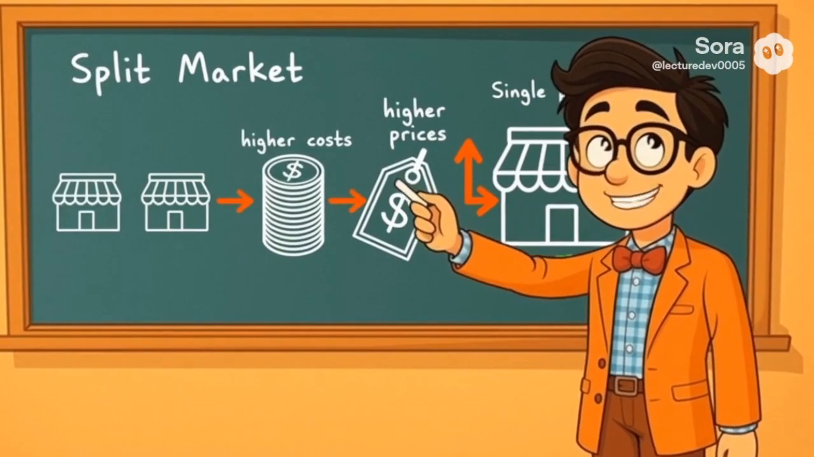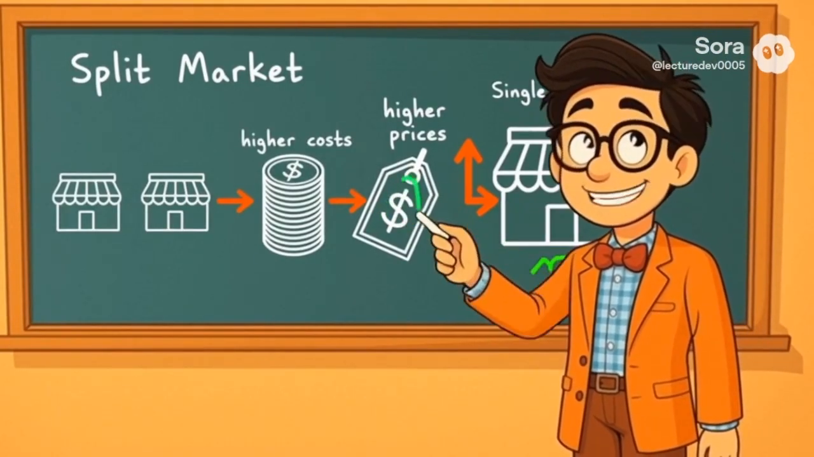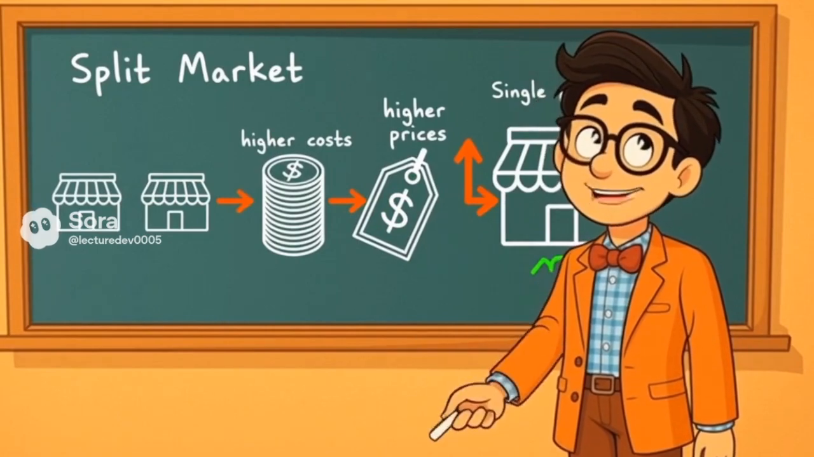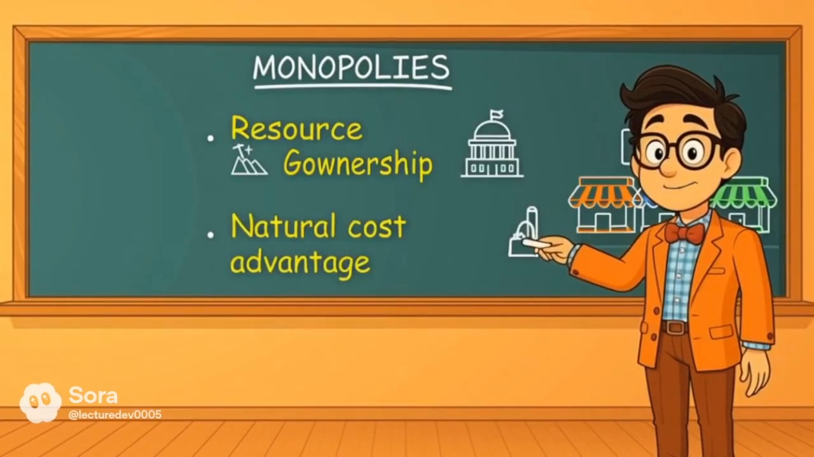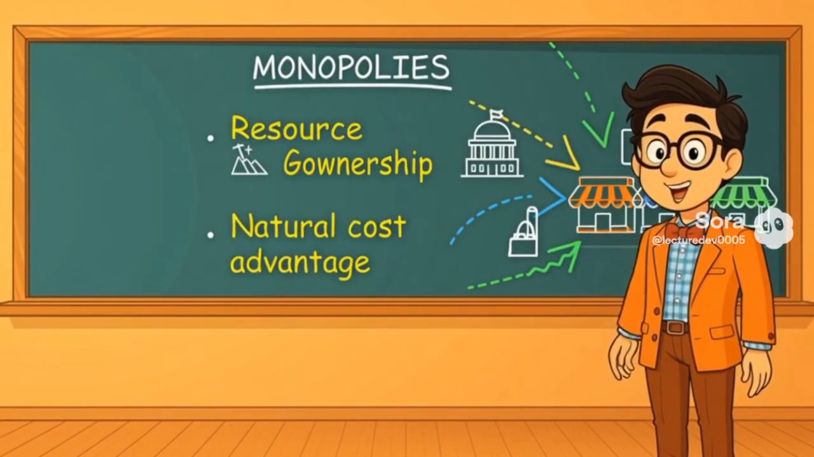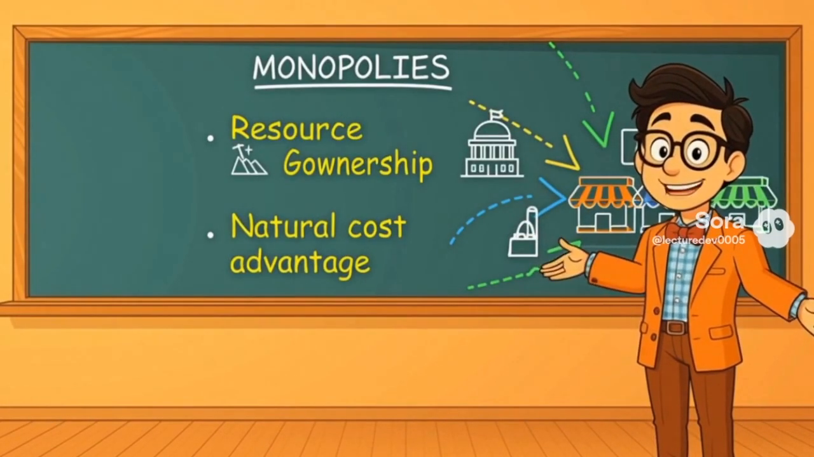Exactly. Splitting the market would raise costs and lead to higher prices, so a single provider is often the most efficient arrangement. So to summarize, monopolies arise from resource ownership, government policy, or natural cost advantages, each shaping markets in different ways.